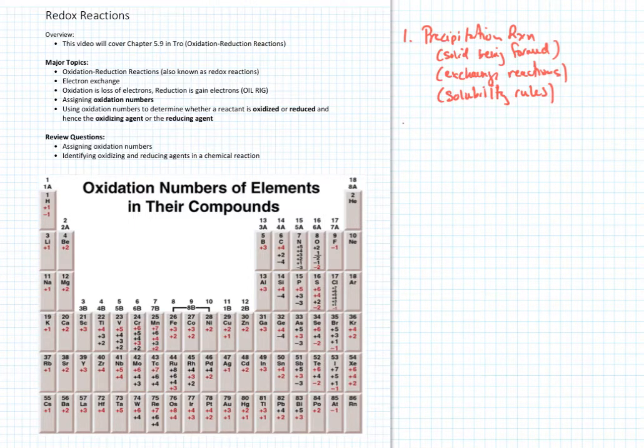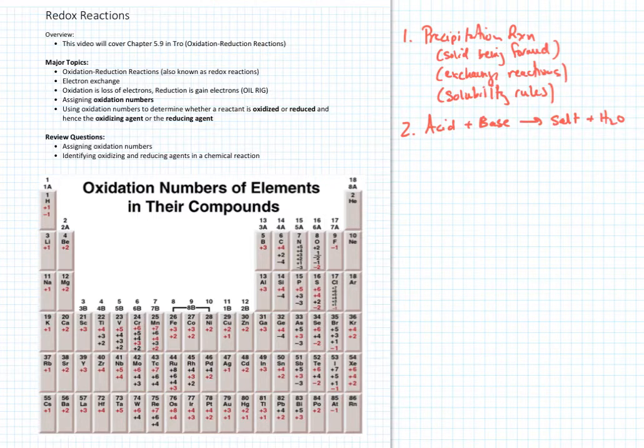Second major class of reaction is an acid-base reaction. And the general formula for that is acid plus base yields salt plus water. This is also an exchange reaction. You're going to exchange the anion and the cation from this. And if you form water as one of your products and you form an ionic compound as the other, that's kind of a giveaway that it's an acid-base type reaction.